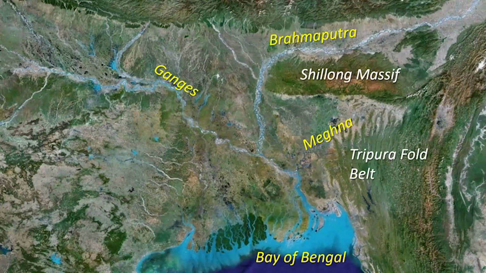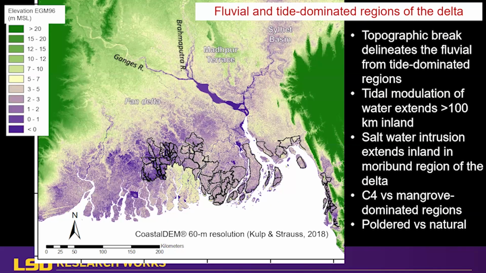So the Ganges-Brahmaputra Delta, it's where these two river systems coalesce and then discharge into the Bay of Bengal. We heard some great talks yesterday that really highlighted this. I do want to bring to light that it's important to look at DEMs, the digital elevation models, to help us understand the fluvial-dominated regions of the Delta versus tide-dominated regions. And when you look at this DEM, there's a topographic break that occurs in the elevations. And this is also where the tides can incur. So as Mead was talking about before with tidal modulation, these variations in the tide can extend over 100 kilometers inland.